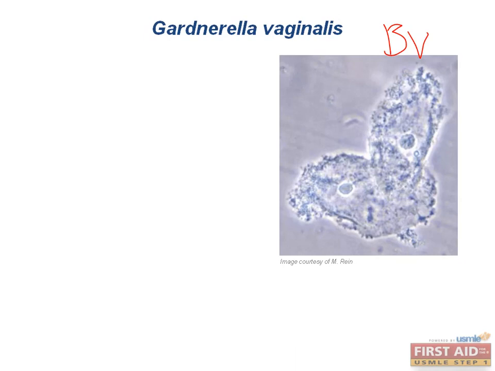Great. Clue cells are vaginal epithelial cells that take on the stippled appearance that you see here. You can see this little stippling on the epithelial cells. They appear this way because there are so many bacteria adherent.